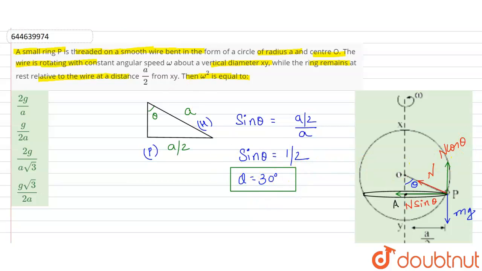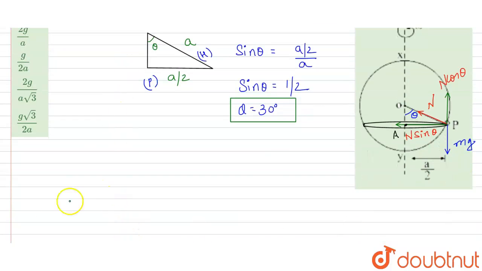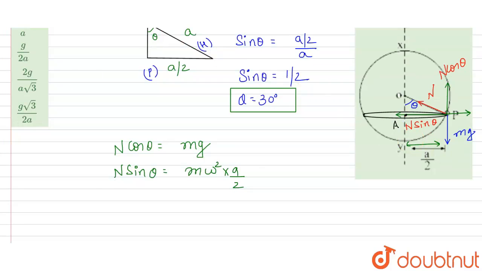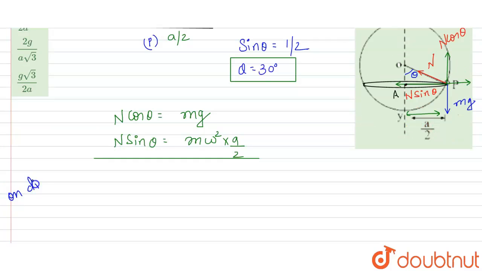Now it's time to balance the forces. Balancing the vertical forces, N cos theta is equal to mg, and N sin theta is equal to m omega square r, which is the centripetal force, directed in this direction, where r is this distance, which is a by 2. So m omega square r is m omega square a by 2.